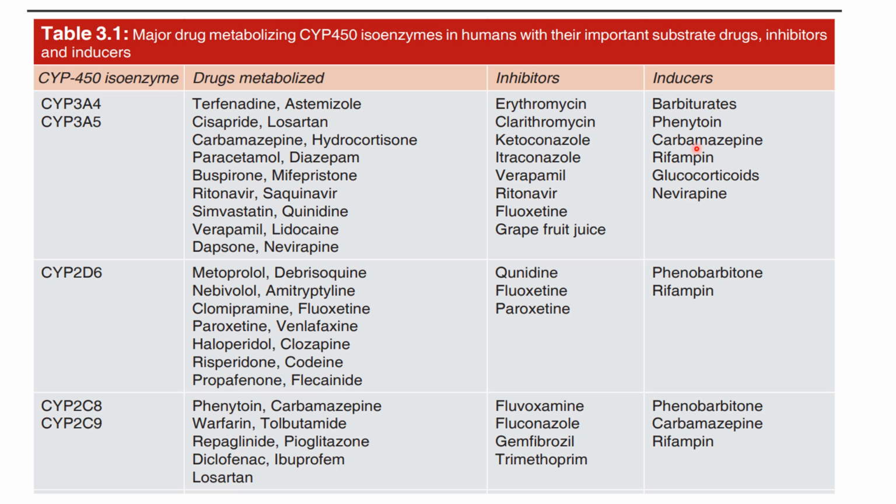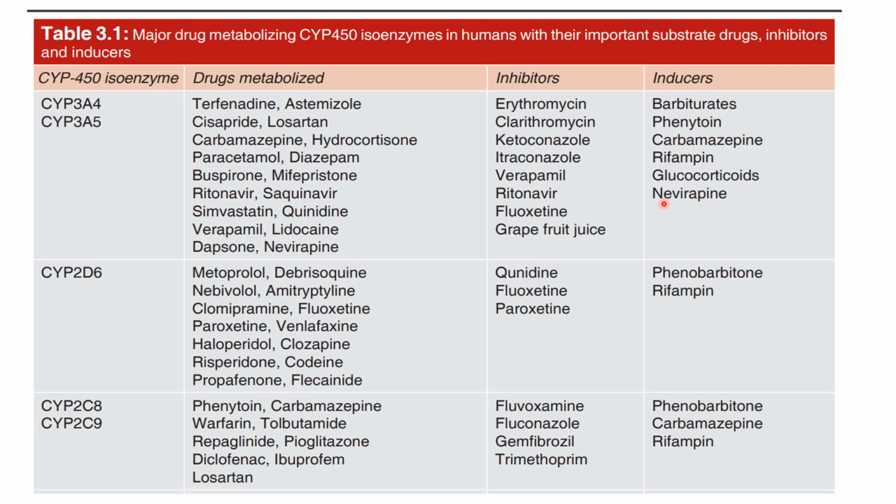When an enzyme inhibitor, for example erythromycin, which is a cytochrome 3A4 enzyme inhibitor, is given along with any of these drugs which are metabolized by the same enzyme, then the metabolism of that particular drug gets inhibited, and the plasma level of the drug will be increased. So this might lead to toxicity.